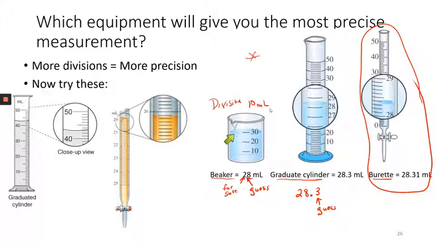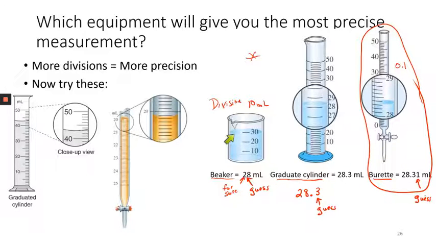So the burette now, if you look here, going from 28 to 29, and there are 10 lines in between. So my division here is 0.1. When I do that, I see that it is 28.1, 2, 3, but it is not exactly on the 3. So I am guessing the 1, because I think it's a little bit above the 3.